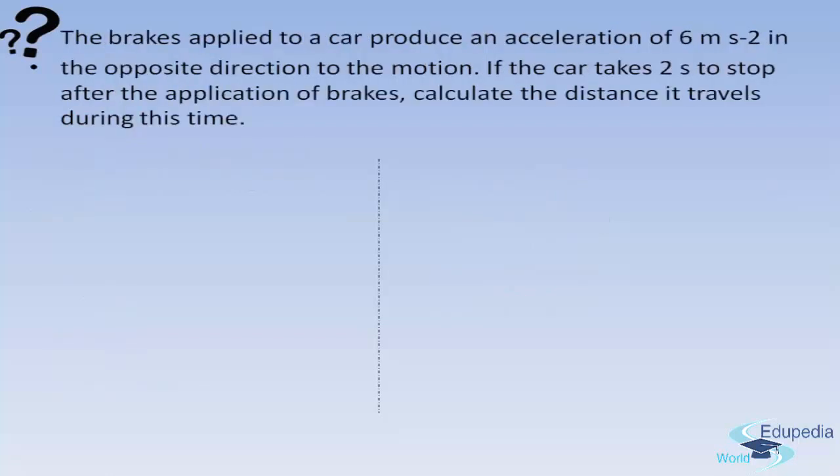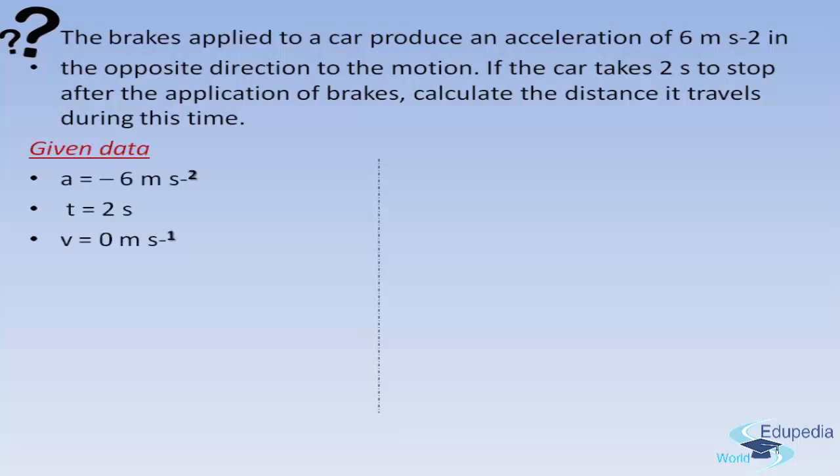This is probably the last problem that we are considering. The brakes applied to a car produce an acceleration of 6 meters per second squared in the opposite direction to the motion. So this acceleration is a negative acceleration because it is opposite to the direction of motion. Now, if the car takes 2 seconds to stop after the application of the brakes, calculate the distance it travels during that time. What data do we have with us?